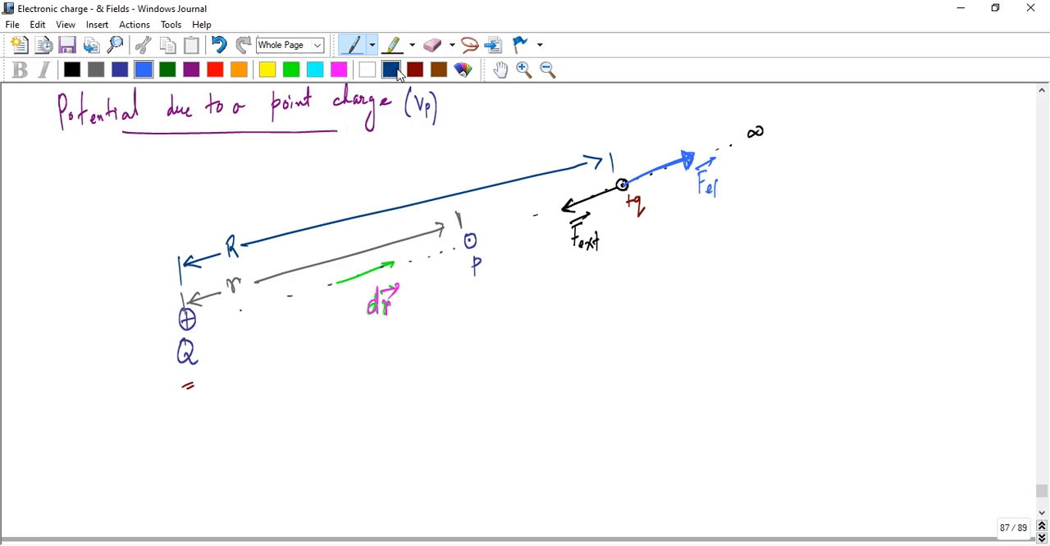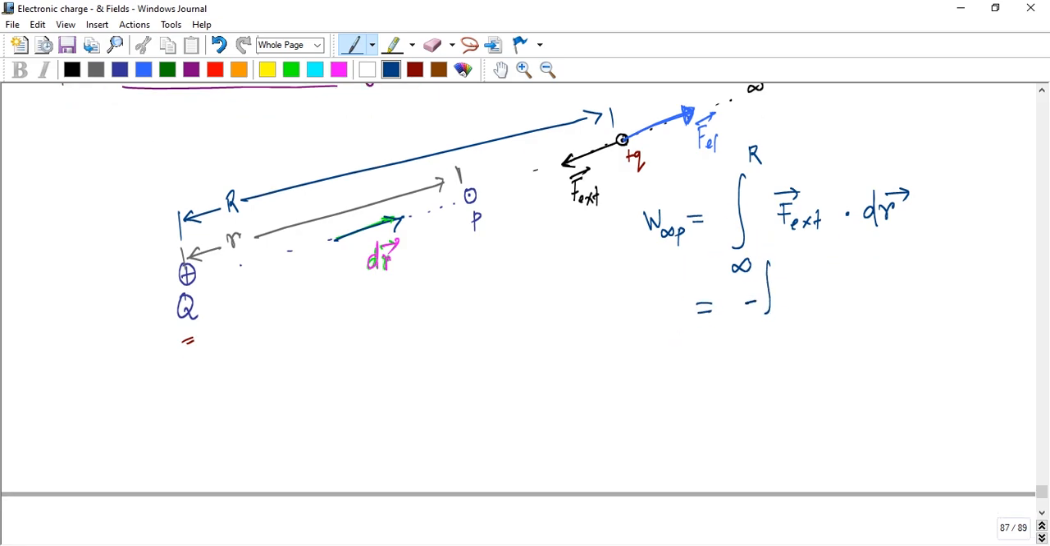Now we calculate the work done. So the work done in bringing a test charge from infinity to point P, suppose we choose the same value R, any value actually, at point P. So bringing a test charge from infinity to distance R is equal to the integral of external force dot dr. Now the external force is minus the electrostatic force, because from Newton's third law the magnitude of the external force and the electrostatic force are equal, but they are in opposite direction. So minus the integral from infinity to R of F electrostatic dot dr.